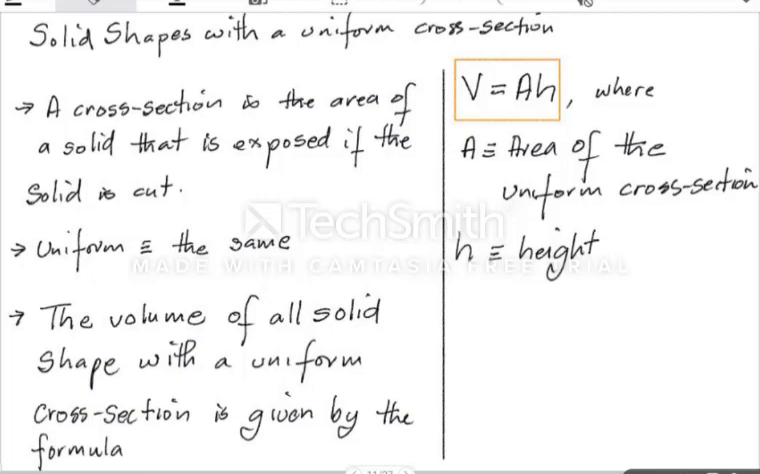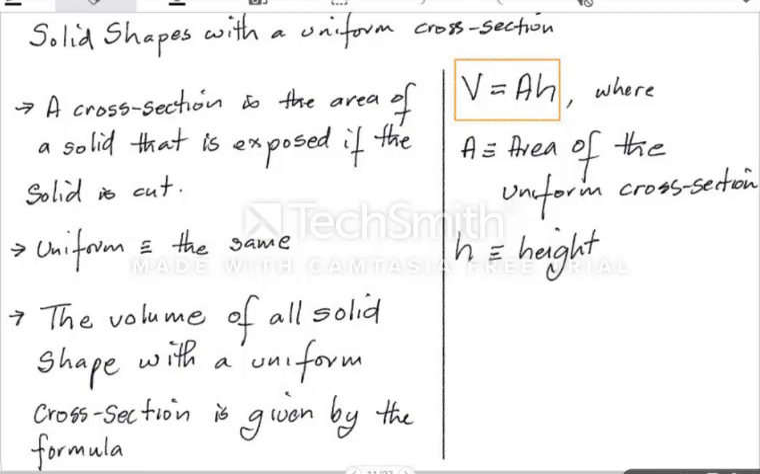All right, so let's just read some information. We'll look at some information in general, and then as we progress in the lesson, we'll see how the entire thing ties in. Now, first of all, we'll look at the word cross section. A cross section is the area of a solid that is exposed when the solid is cut. All right, so if you have a solid and you cut the solid, the surface that is exposed is called the cross section. The word uniform, as it's used here, means the same.